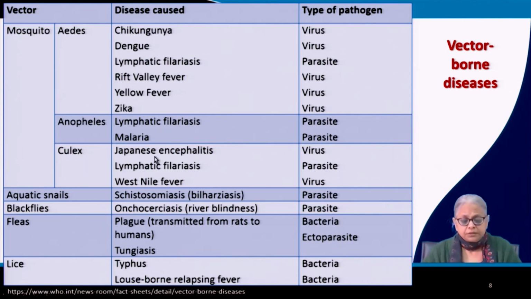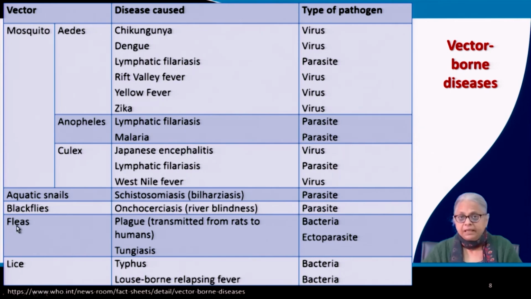Then we come to Culex. Culex is the carrier for Japanese encephalitis and West Nile fever, which are both virus related, and lymphatic filariasis, which is parasitic. There are several other vectors mentioned here: aquatic snails, black flies, and I'll mention plague.